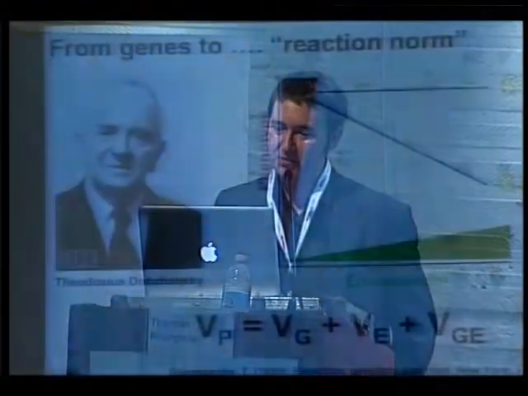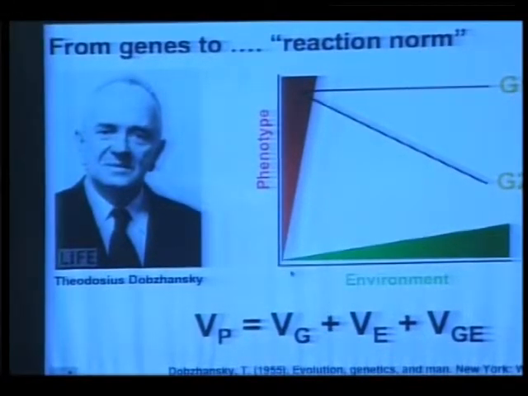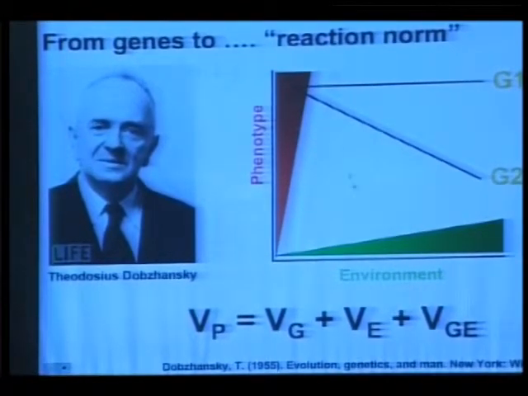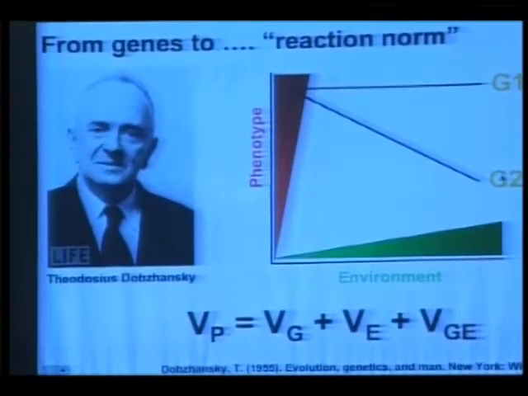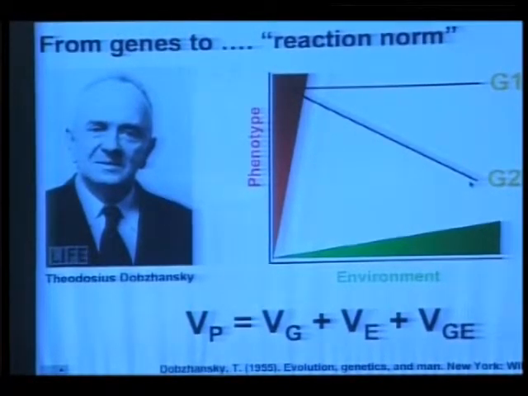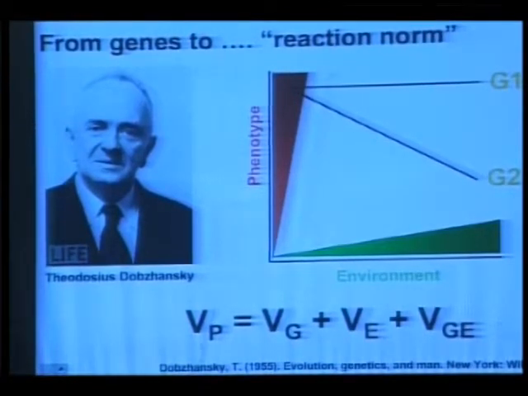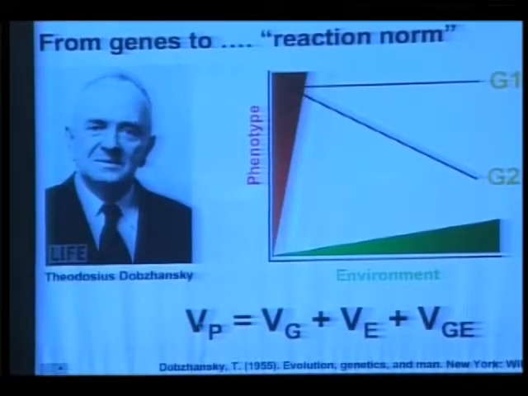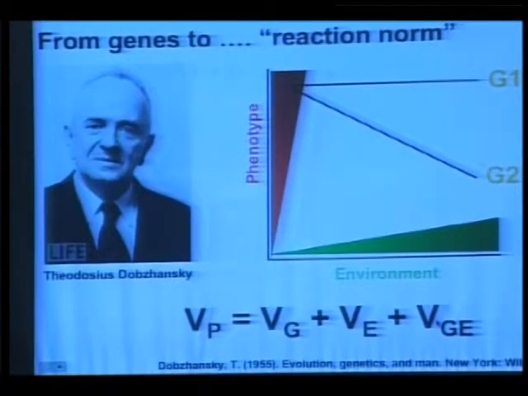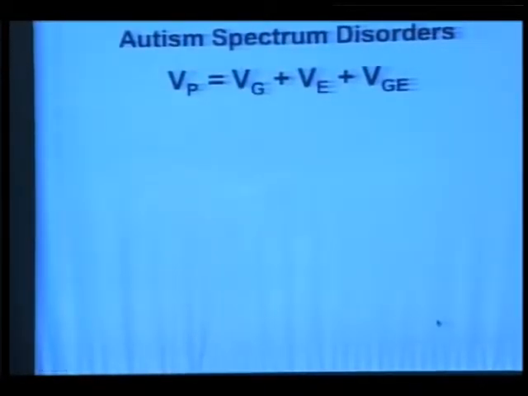The reaction norm is if I plot the severity of autism here and a change in the environment. If you have genotype 1, whatever you do with the environment, the severity will stay the same. With genotype 2, if I change the environment, then the severity will be lower. So this famous equation: the variation in the phenotype of what you observe in the patient equals the variation in the genotype plus variation in environment plus variation in gene-environment interaction. I think it's more like this in autism.